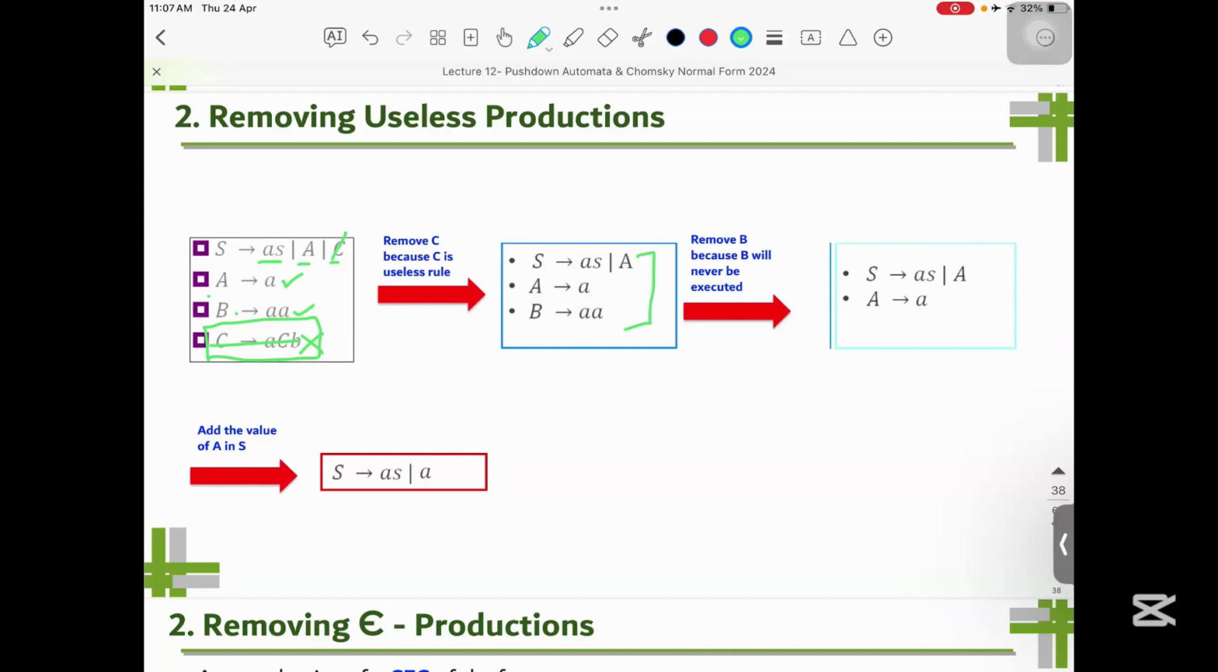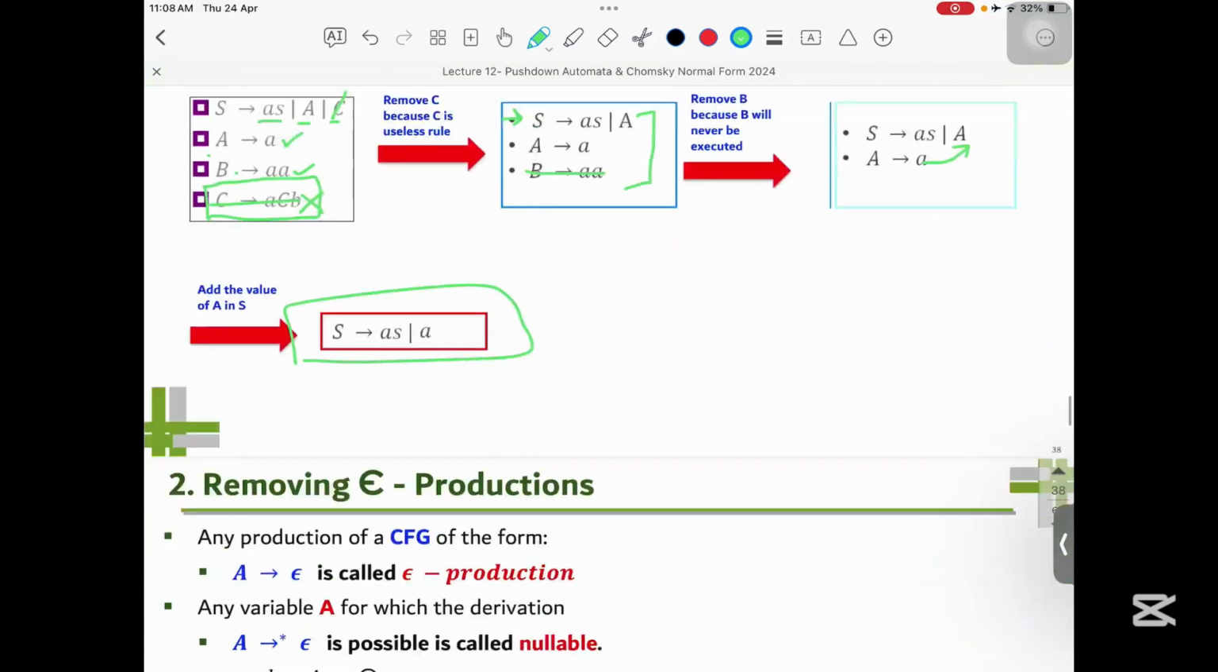In this grammar, S is the first one that will be executed. We are not using B anywhere, so we will remove B. Once you remove B, you are left with A just one time, so A will come here, and finally this is our grammar.